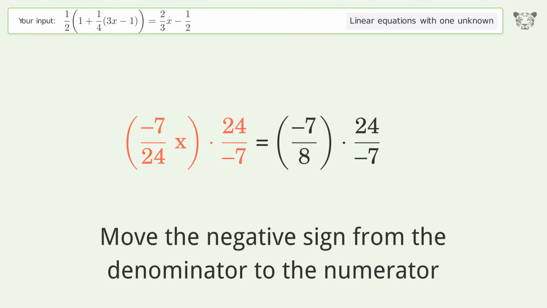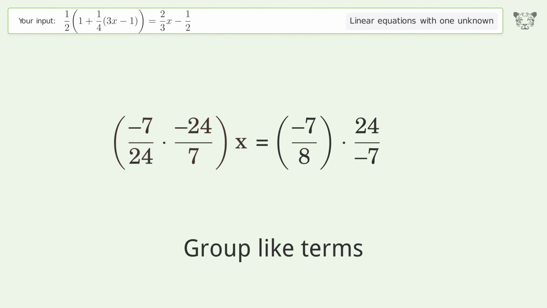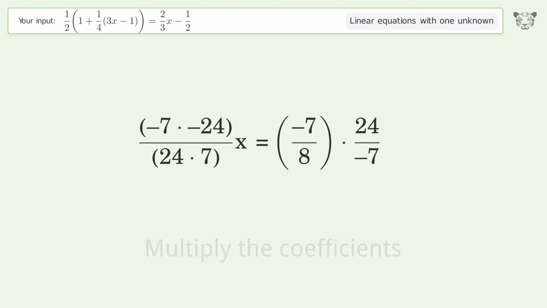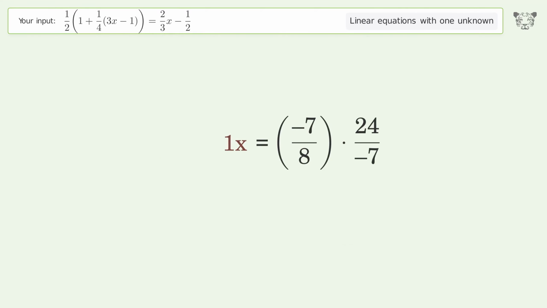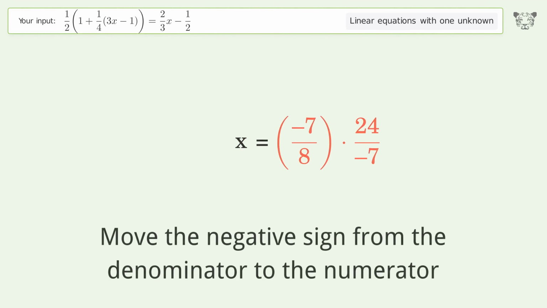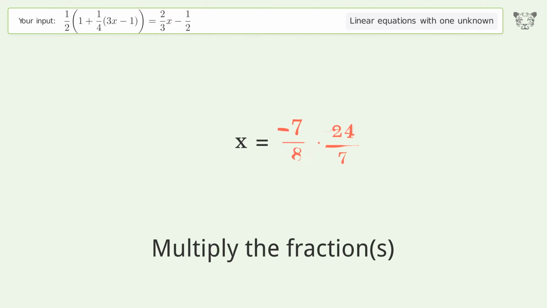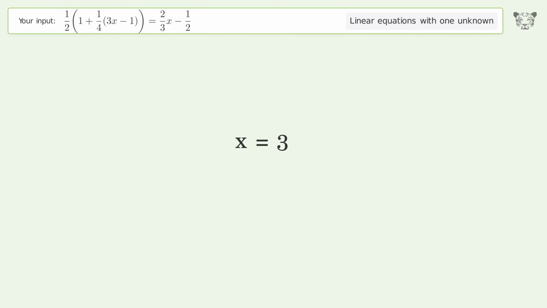Move the negative sign from the denominator to the numerator. Group like terms. Multiply the coefficients. Simplify the arithmetic. Move the negative sign from the denominator to the numerator. Multiply the fractions. Simplify the arithmetic. And so the final result is x equals 3.